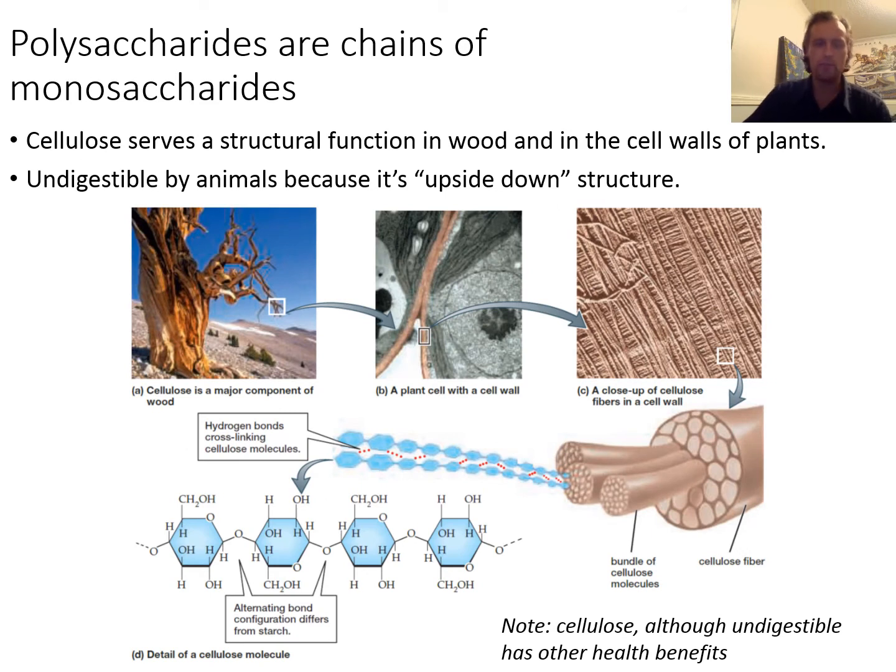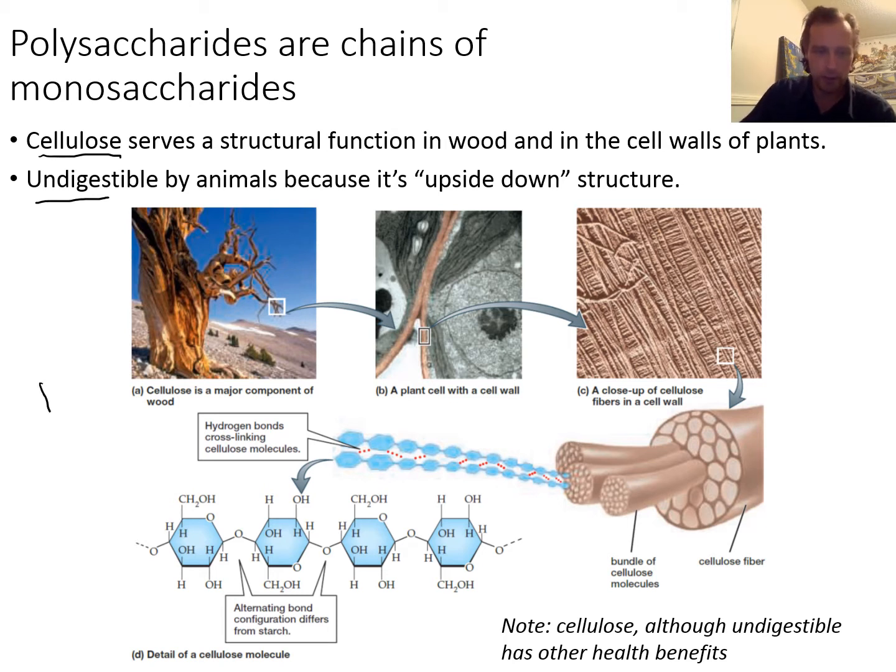Polysaccharides are chains of monosaccharides. Here we're looking at polysaccharides serving a structural function. Cellulose, present in plants, in the cell wall, in wood, serves a structural function in wood and in the cell walls of plants. It is undigestible by animals because of its upside down structure.